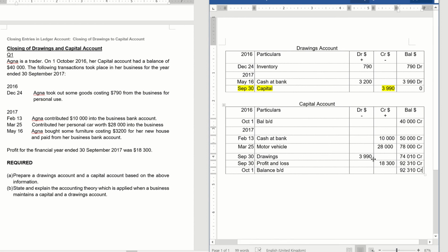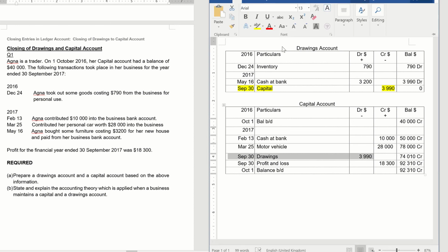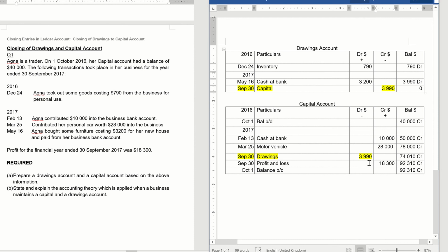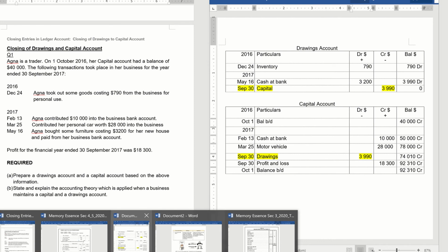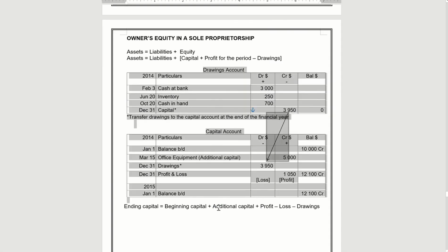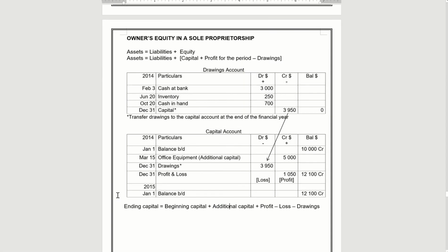So what is new today is how do we close off our drawings account? So the drawings account should be closed and transferred to your capital. The rest of it is just a recap. So if you somehow still cannot remember, please read through your memory essence. You can find it here. This is another template that you can use.